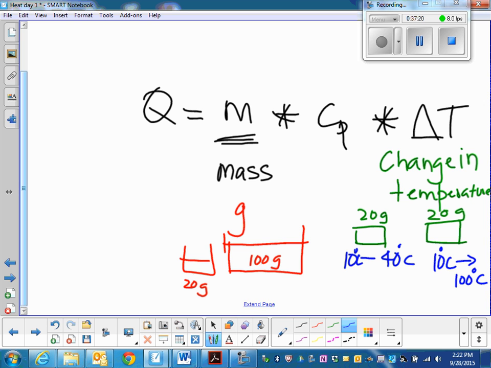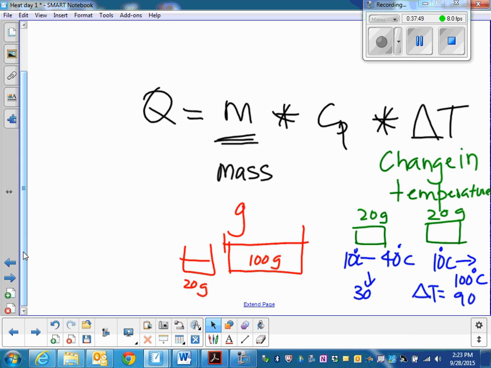Which one will require more heat energy? So 10 to 100, the change in temperature is 90. Do you agree? 100 minus 10 is 90. And in this case, the change in temperature is 30. More the change in temperature, more is the amount of heat energy required. Do you agree? Yes.